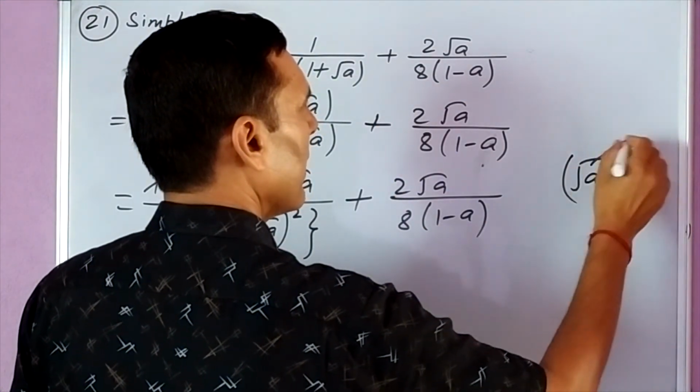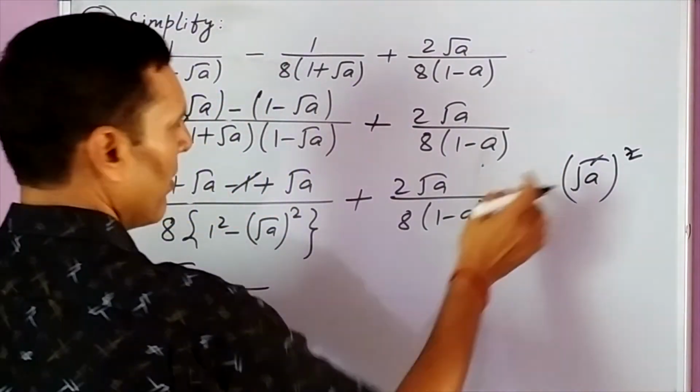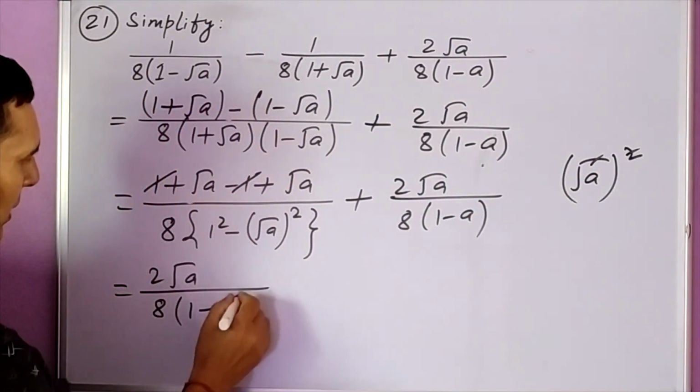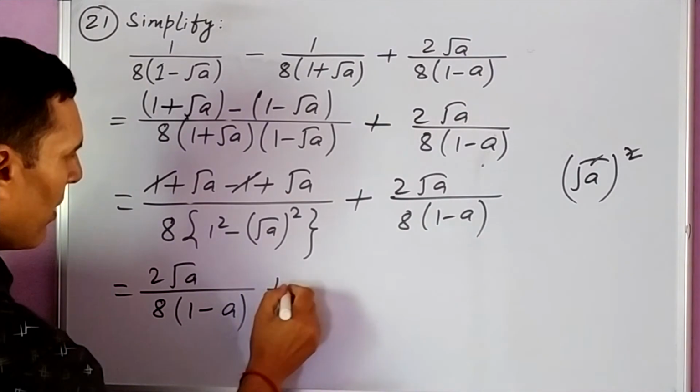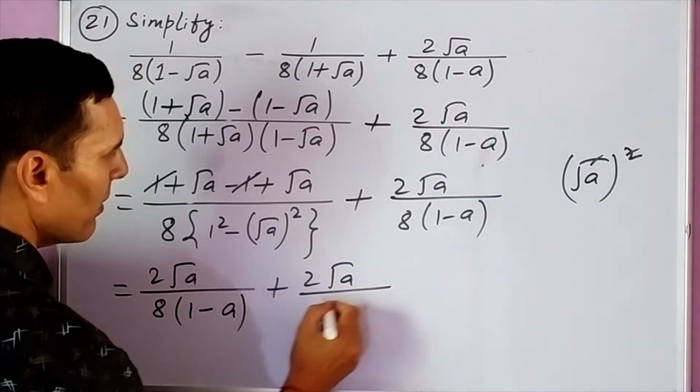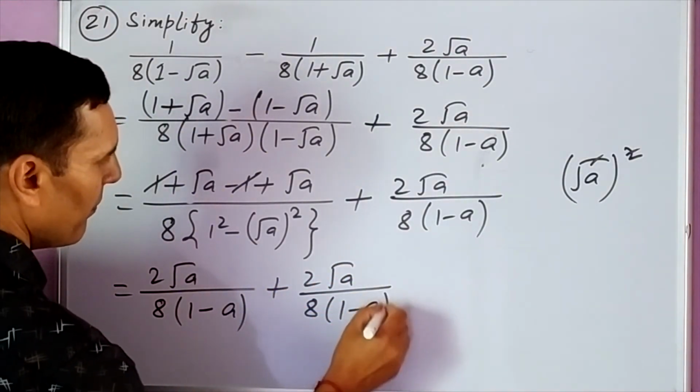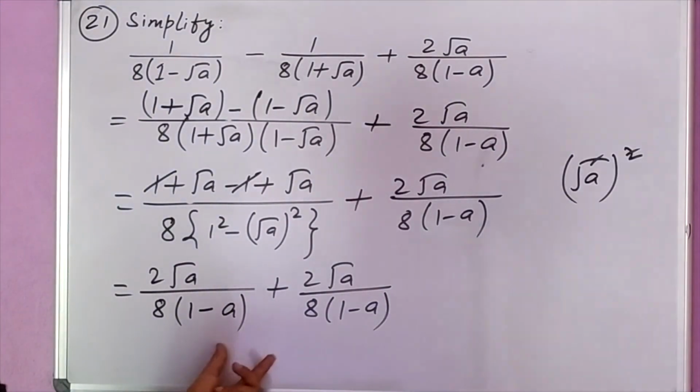This root and square sign cancel, since the order of the root is 2 there. So we get 1 minus a only, plus 2 root a upon 8 times 1 minus a. Now you can see we have the same denominator, 8 times 1 minus a, here also 8 times 1 minus a.